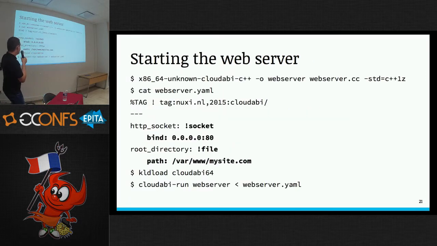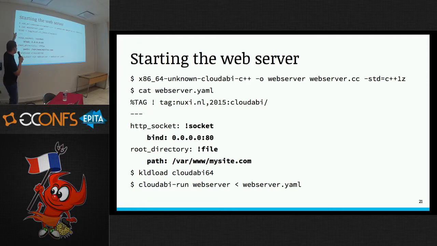This slide explains how these programs can be started up. First of all, we need to build them with a separate cross-compiler that you can install from FreeBSD ports. And once we have it compiled, we need to load a certain kernel module called cloudabi64. This adds support for running 64-bit CloudABI processes. Of course, there's also a kernel module called cloudabi32 that allows you to run 32-bit processes.